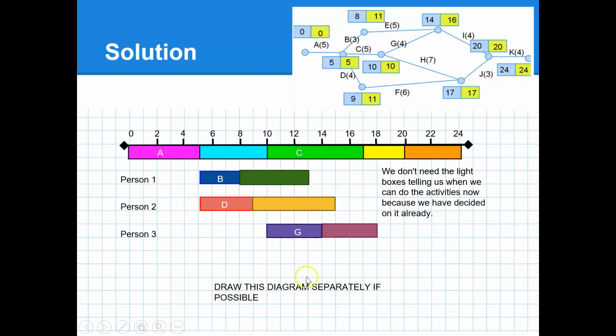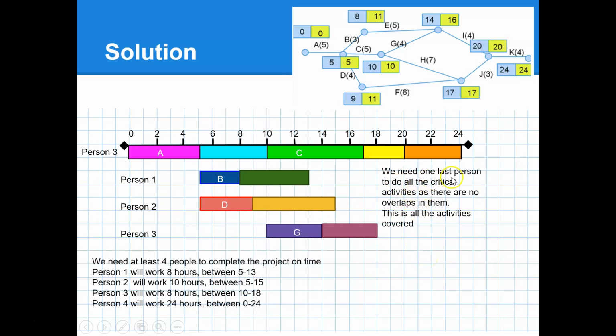So this information here tells us some important things. It tells us, 1, how many workers we can get the project done with. It tells us when the most amount of people will be on the work site, and it tells us that we can get the whole project done within the critical path time, which is what we would assume anyway. So we need one last person to do all the critical activities.